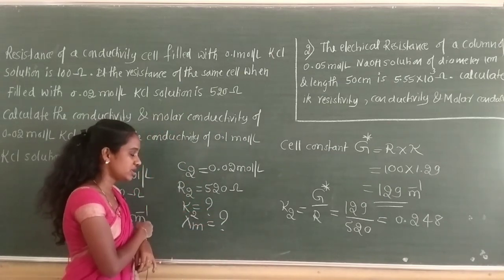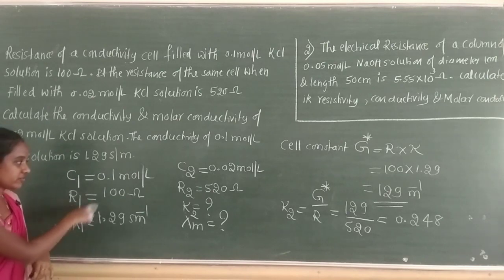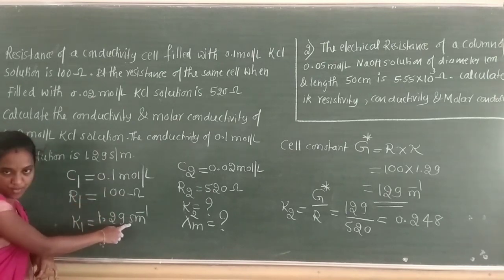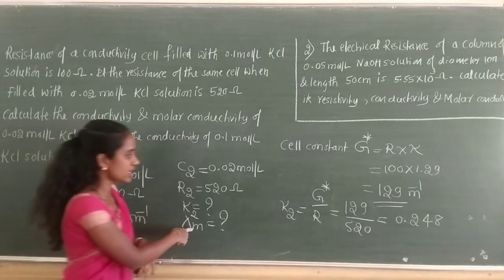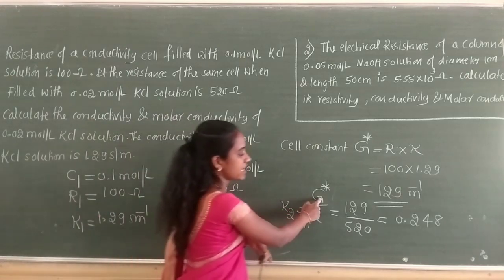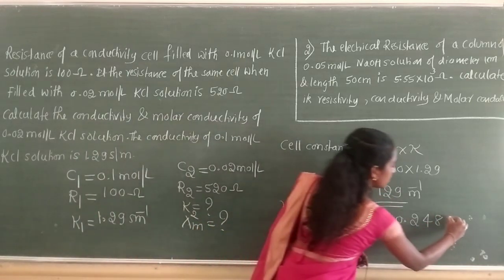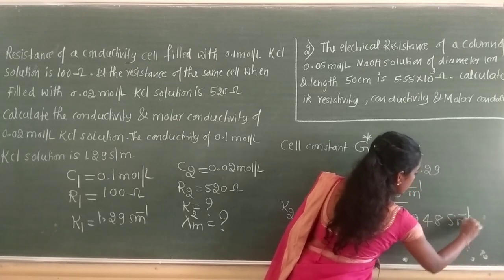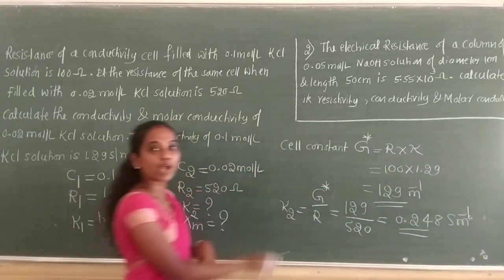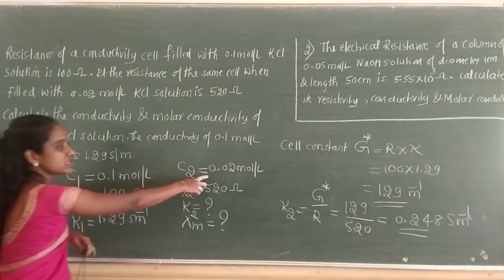What is the unit? See, this is the conductivity. In the first case, what is the unit? Siemens meter inverse. So here also the conductivity, with the cell constant in meter inverse, the unit is Siemens meter inverse. Okay, so we have calculated the conductivity of this solution.